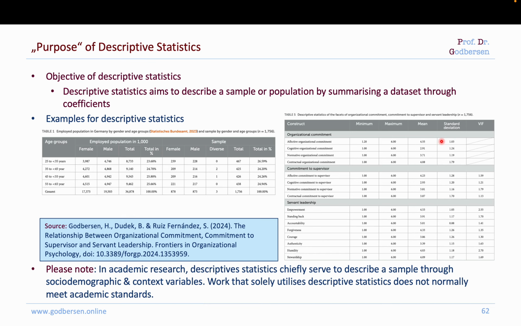It is very important to note that, only with very few exceptions, you cannot write an academic research paper that is solely based on descriptive statistics. Descriptive statistics nearly always only have the purpose to describe the sample through socio-demographic and context variables. You virtually always need inferential statistics for academic research. These inferential statistics I will explain in the last part of this crash course.